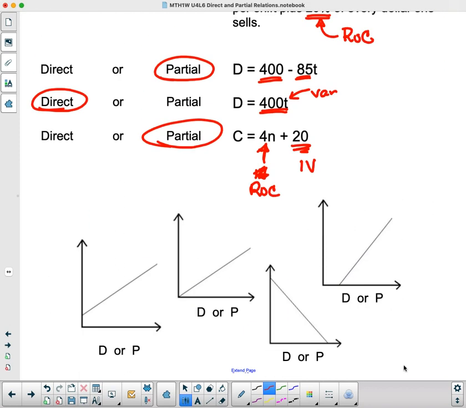Now, how about for these ones? Do they have an initial value and a rate of change? Okay, remember direct variation has to go through the origin. So in this case, this is the origin on each of these graphs. Only direct variation goes through the origin. So which one is the only one that is going to be direct variation? I hope you're looking at this one. That's the only one that's direct variation. It's the only one where the spot that I circled has the line going through it. The rest of them are partial.